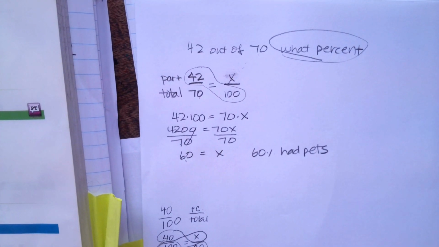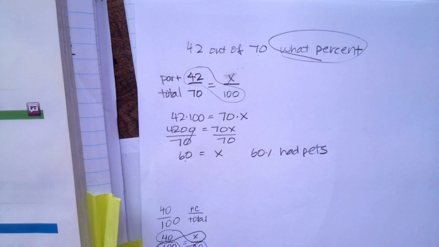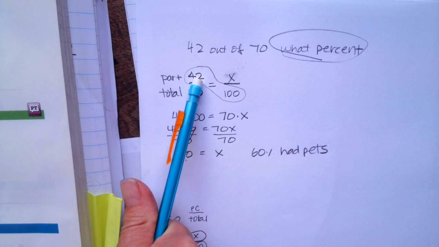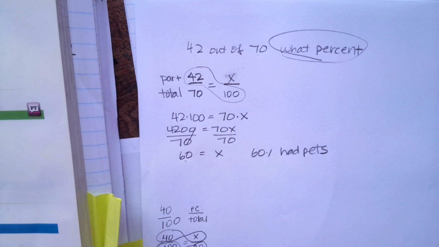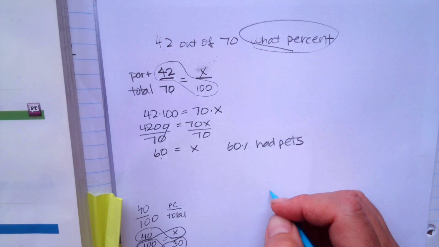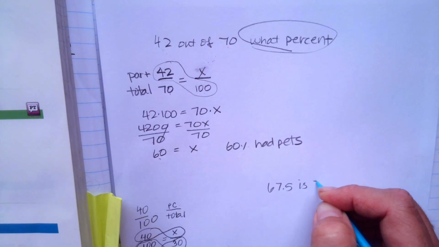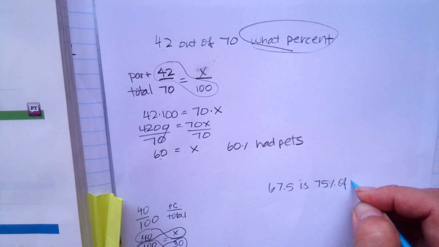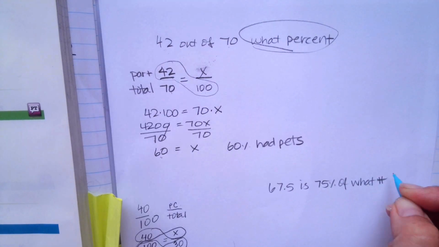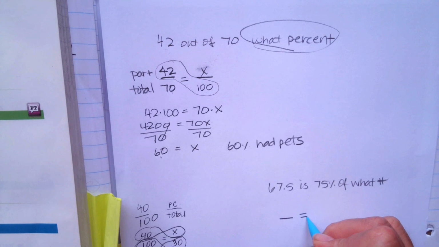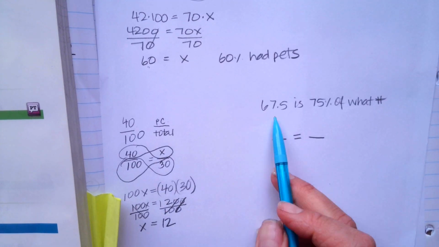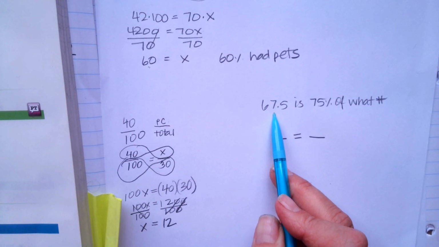All right, so the first problem asked, you have 40% of 30 is what number? This one asked what percent of the students had pets, and they gave you this side of the equation. The third type of problem that you're going to have is 67.5 is 75% of what number? So we're going to make our two sides of our ratio, and we're going to ask ourselves, what are they giving us?